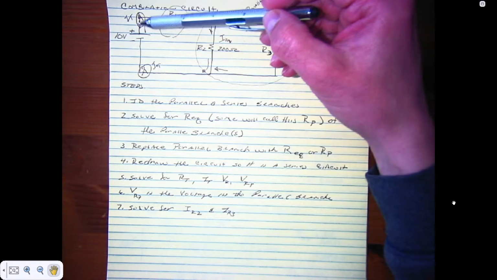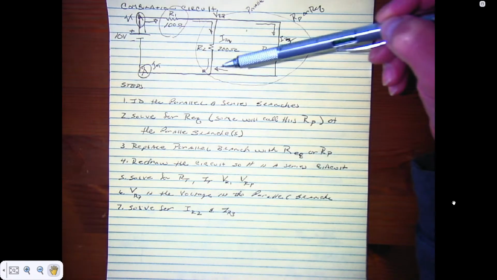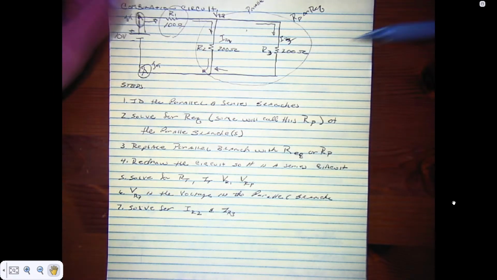We can solve for I. We can actually see if I total is the same. If it is, then we know our math is done correctly. So that's what we're going to do now.